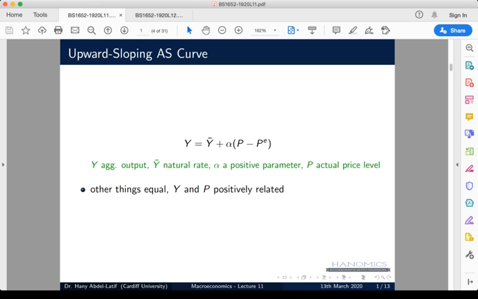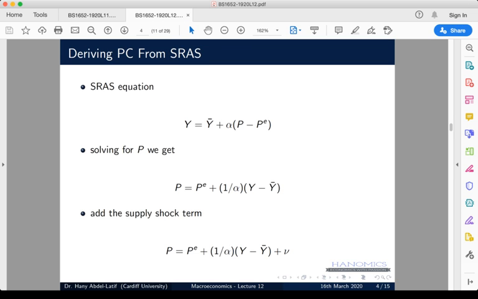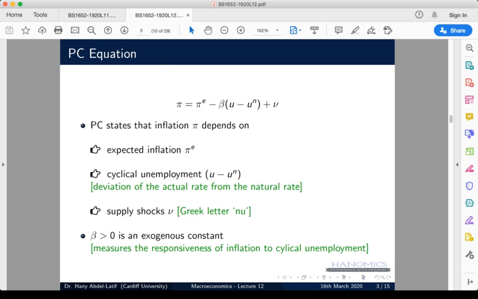So we do the same thing with the Phillips curve. I showed you the equation for the Phillips curve, and now I'm going to use this equation for the aggregate supply curve to show you how we can derive the Phillips curve that you have seen here, this equation. Okay, so let's do that now.